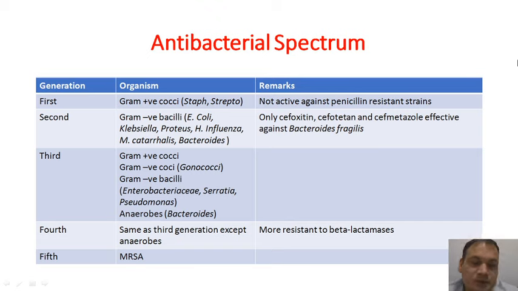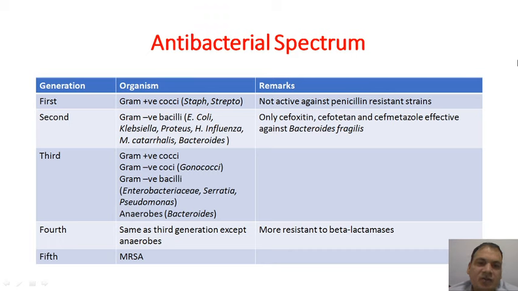Okay. So here, why is it important to remember this? Suppose we are using a fourth generation cephalosporin, and we suspect that there may be some anaerobic infection also. So along with this fourth generation, we have to use some antibiotic against the anaerobes like metronidazole or something. Okay, that's why it's very important to remember the antibacterial spectrum. Okay, and as far as the fifth generation is concerned, you just remember that they are effective against your MRSA.